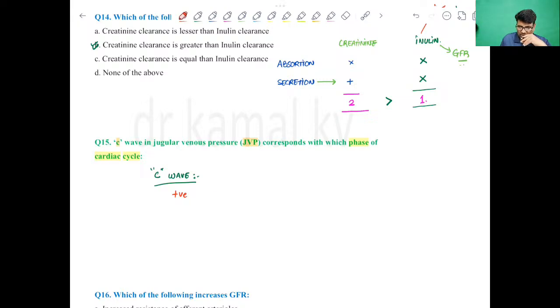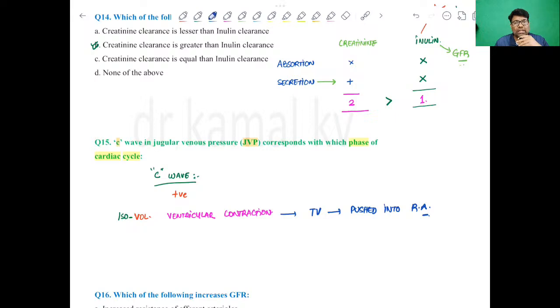Now, what is the reason here? Actually, what happens during ventricular contraction, and specifically the isovolumetric ventricular contraction, is that the tricuspid valve is pushed into the right atrium, and therefore the pressure in the right atrium will increase, and that will be shown as a C wave on the JVP tracing, right? So I think you might have understood what the answer is here.